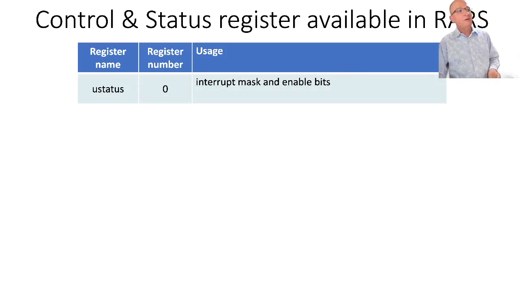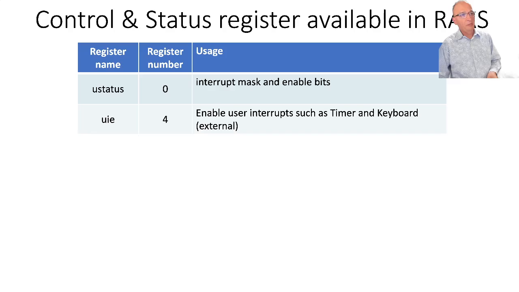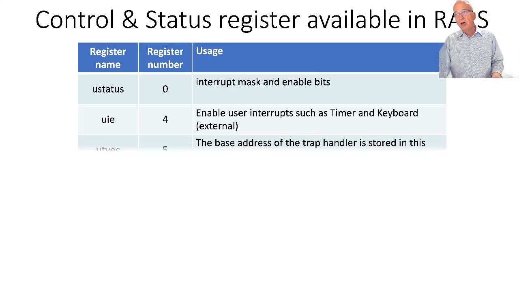So what are the control and status registers that are available in RISC V? You have the UE status register. So remember, there are 4096 control and status registers in RISC V, but RISC V will not implement all of them. The register number is 0, and it contains a mask that will enable bits. So a mask will tell you which types of instructions are enabled at any given time. Then we have the user interrupt enable that will be used to enable external interrupts, such as, for example, the timer and the keyboard interrupts.